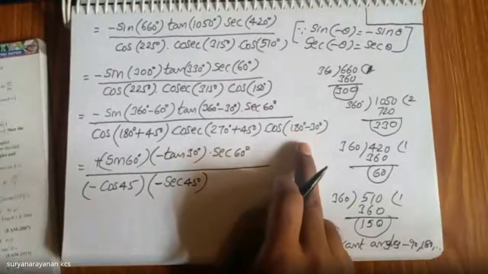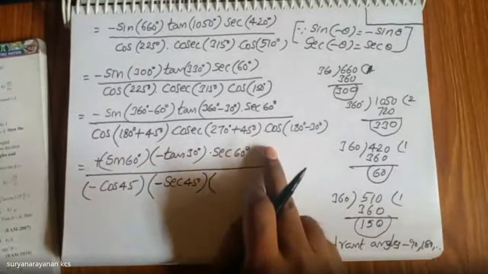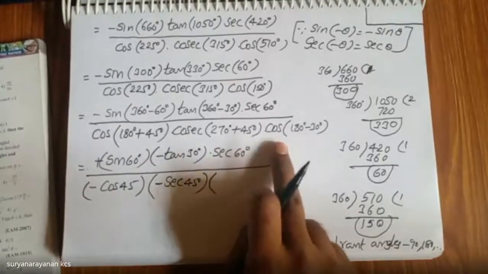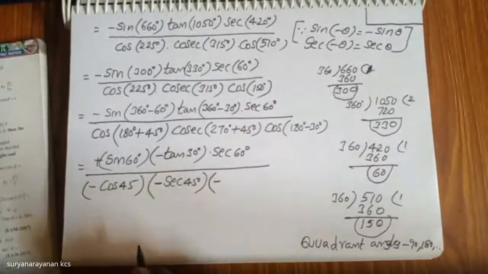Now come to this angle, 180 degrees minus theta. This is in the second quadrant. In the second quadrant, cos is negative. Yes or no? Negative. So keep negative sign.